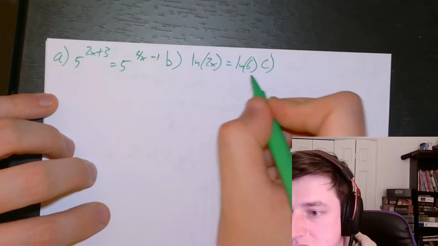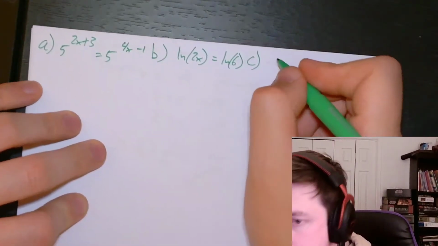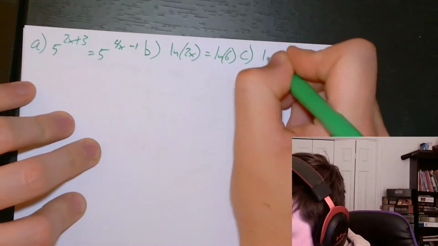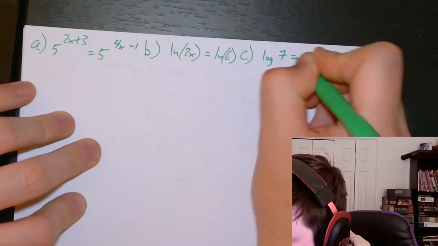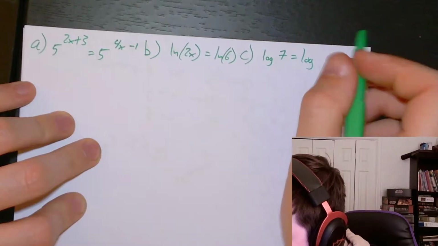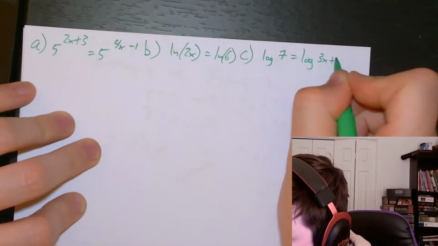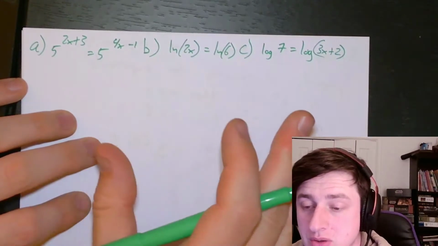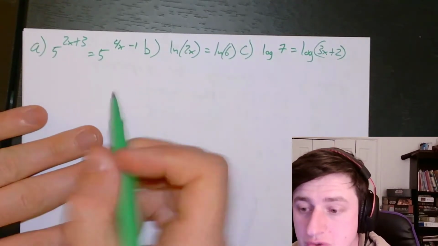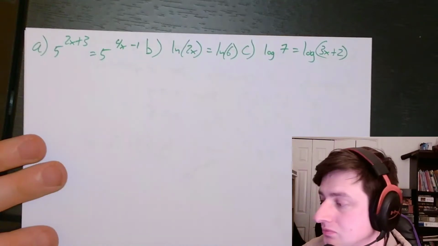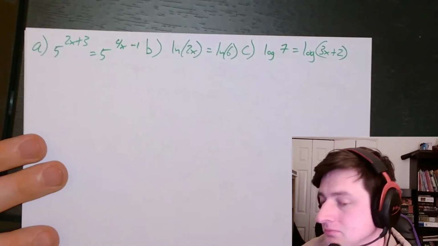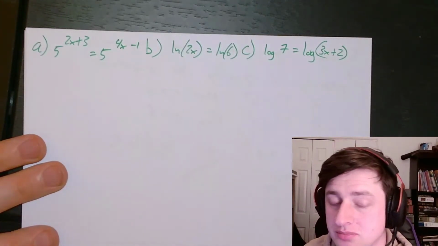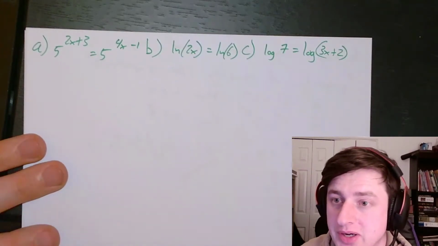Natural log of 2x equals natural log of 6. And then log of 7 equals log of 3x plus 2. Okay, so pause the video. Work those 3 problems out. And then when you're finished, start the video back up.